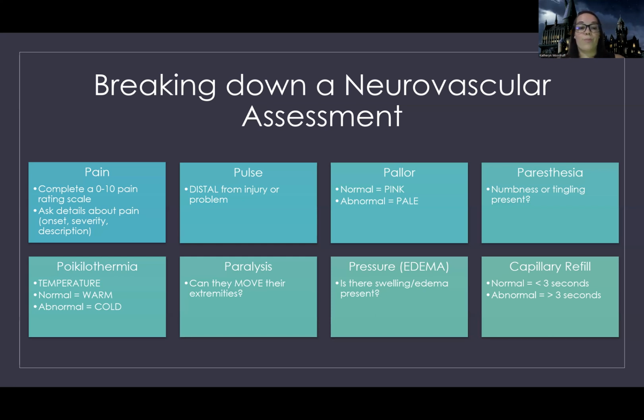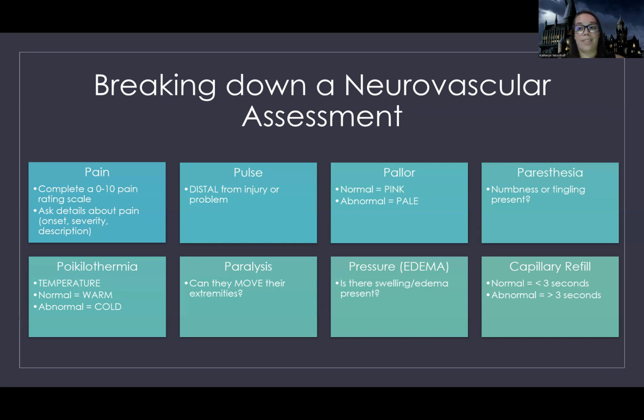Poikilothermia, probably the hardest one for most people to say. This is all about temperature. Like with color, normally, when I have good blood flow, arterial blood is warm and oxygenated. And when it's going to my distal extremities and being dropped off, when I'm having good flow, it should leave a warm temperature to the tissues. If I put my hand on it, it should feel warm. That's usually a sign of good perfusion. Whereas if it's cold, it's a sign of poor perfusion.